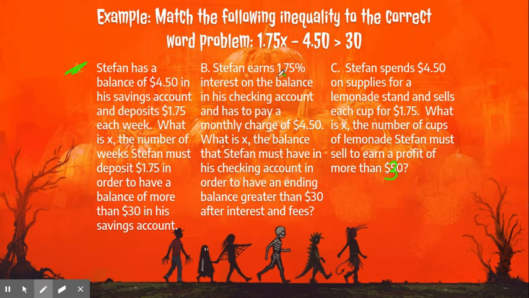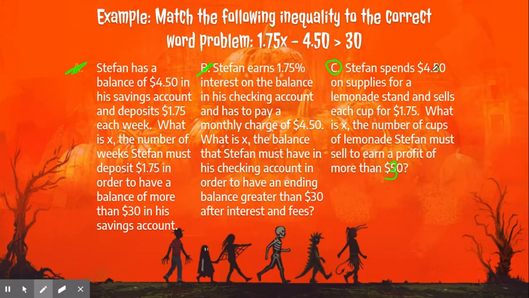Stefan earns 1.75% interest on the balance in his checking account. This right here, we already know that's not true, because he has to pay a monthly charge of $450. If I'm paying a monthly charge of $450, that's where the x should be. So we know it's not that one. Obviously, it's going to be C, but let's check and see why.